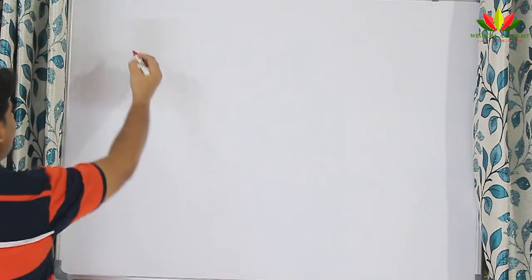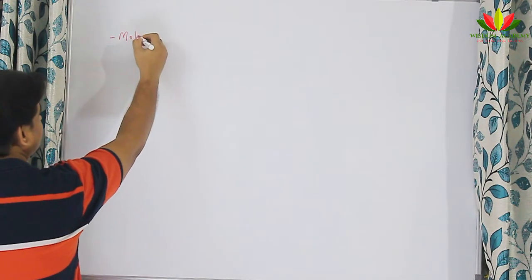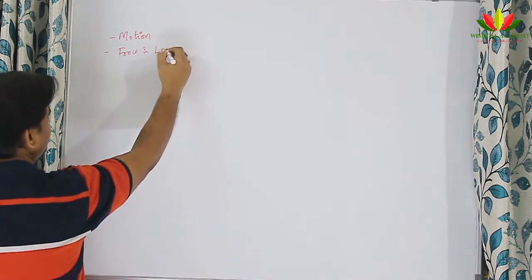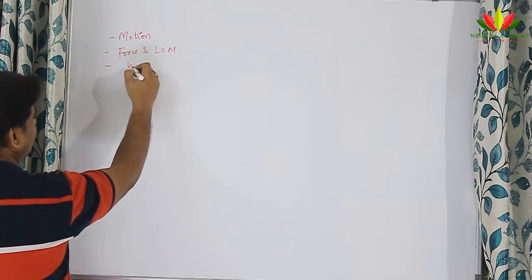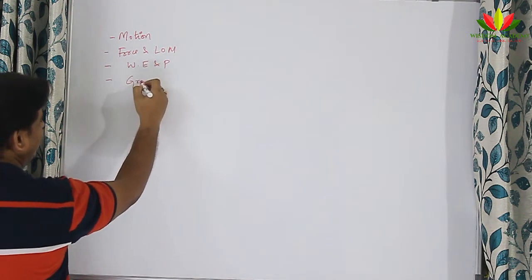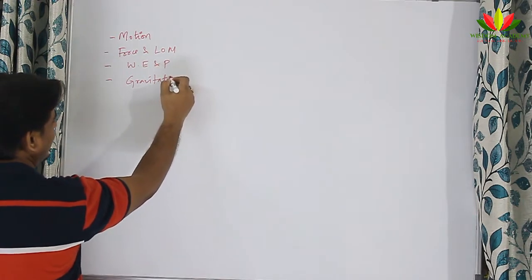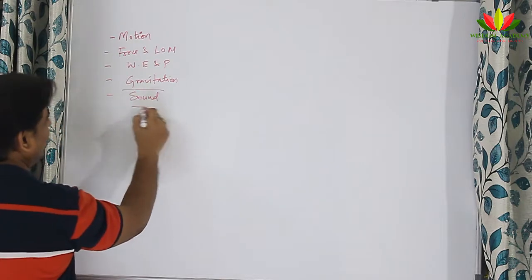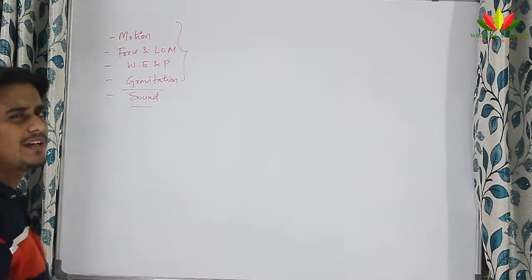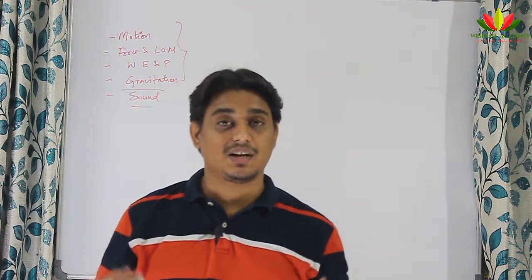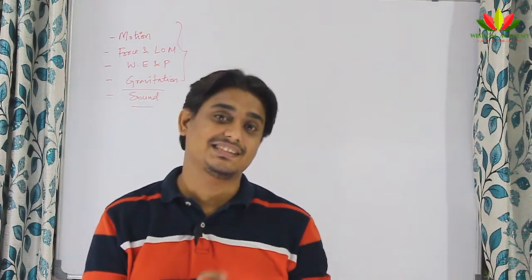So, here we will have 5 chapters and it starts from motion. You will have motion, then you will have force and laws of motion, then you will have work, energy and power, then you will have gravitation, and then you will have sound. So, except sound, all the other 4 units will be completely numerical based units. So, you should start now solving mathematics in physics.